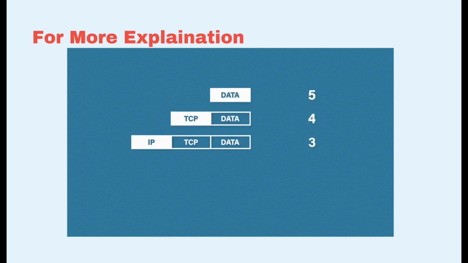We then move to the network layer, where we add the IP header. This will contain the source and destination IP address, as well as some other bits of information.